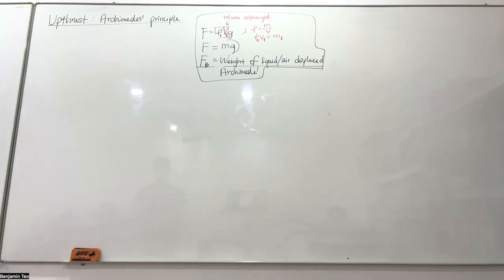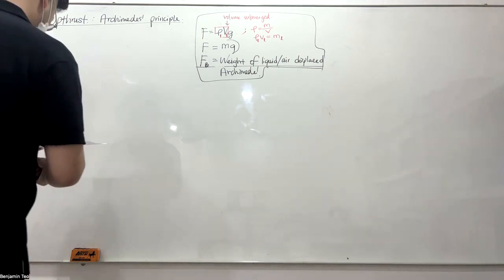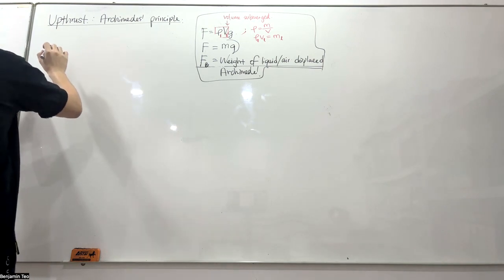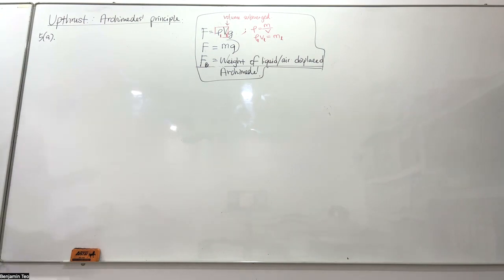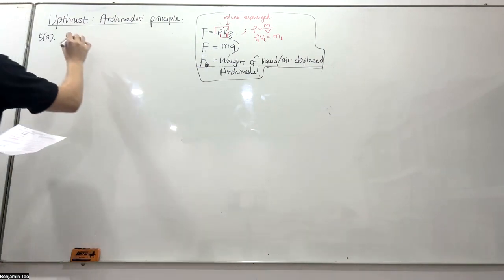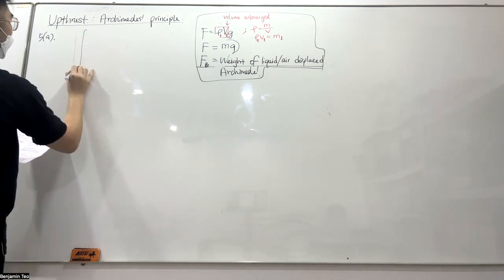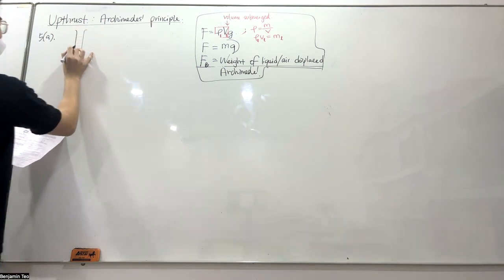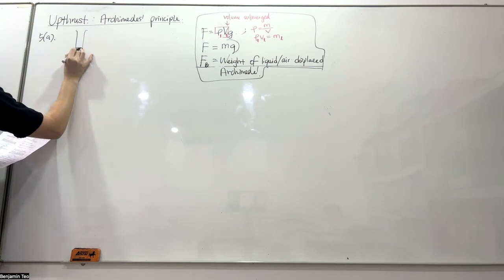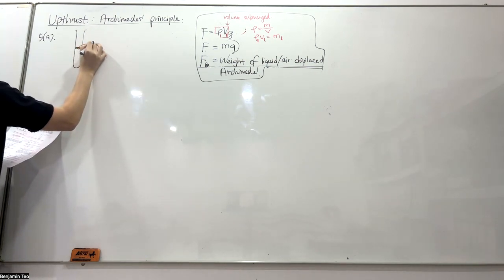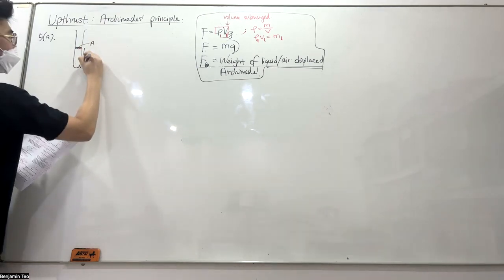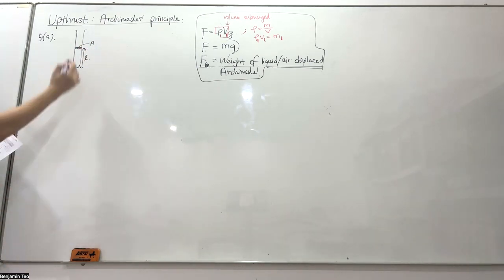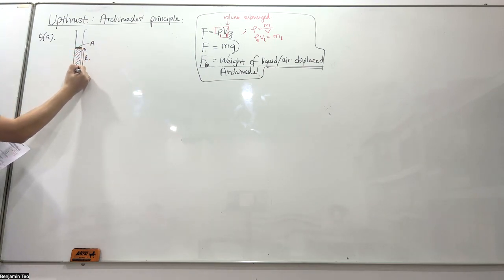For question 5. Okay, volume water displaced. Now, take the area, cross section. Cross section area is this, your test tube. Cross section is this one. You take this area, your cross section area, then you times by the length. You get the volume of water displaced.